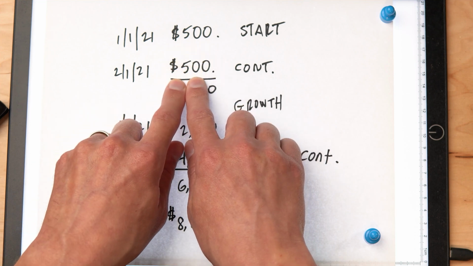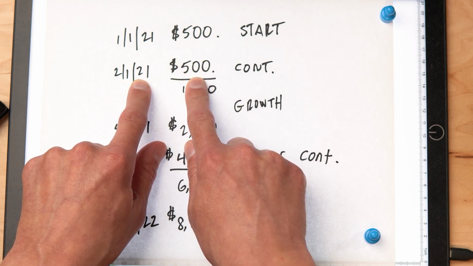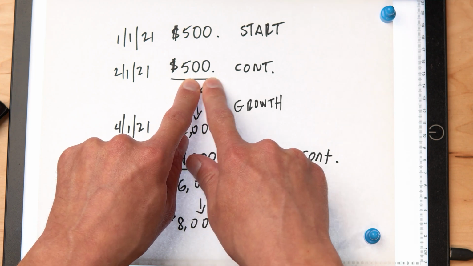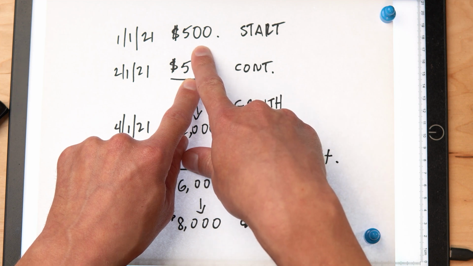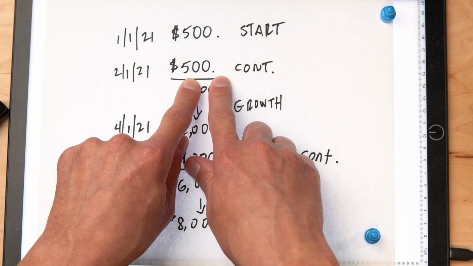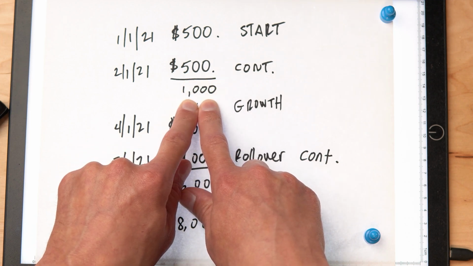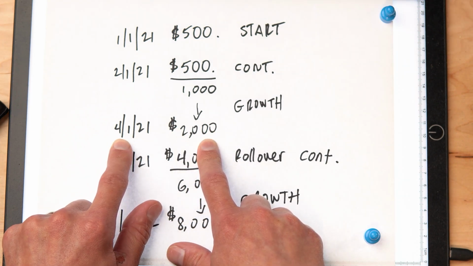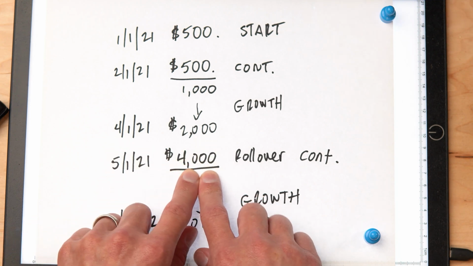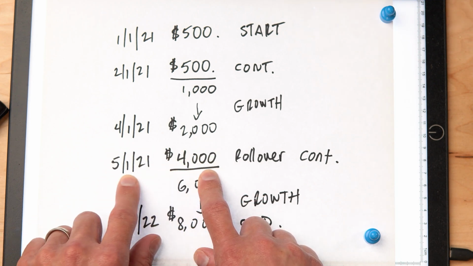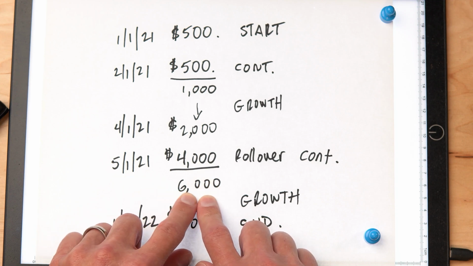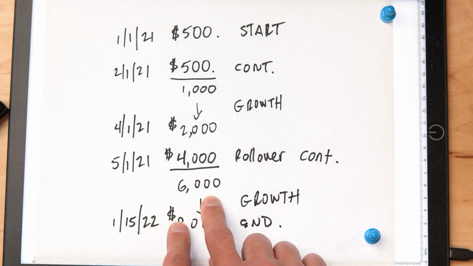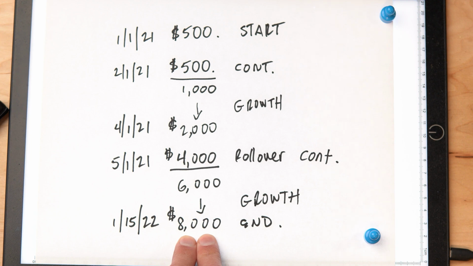So let's say we had no growth until February 1st, 2021, and we made a contribution of $500. Now this is our first contribution. This was already previously contributed in prior years. So it's $500, and then we contributed $500, bringing our total to $1,000. Now we had some growth in my example, and it grew to $2,000 on 4/1/2021. And then we had a rollover contribution of $4,000 on 5/1. So that means we had $6,000. Our 2,000 plus our 4 was our 6. And then our $6,000 by January 15th grew to $8,000.